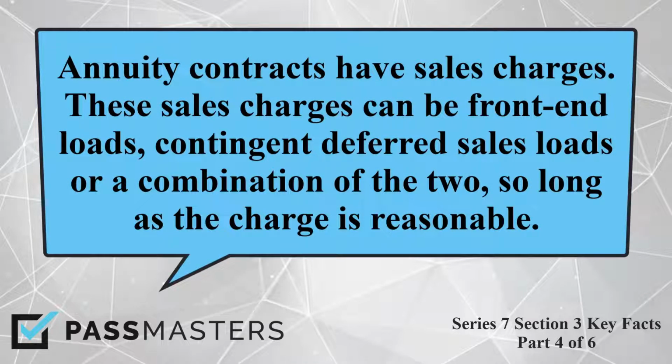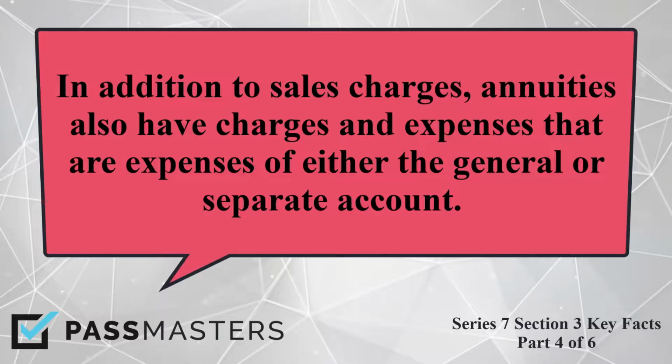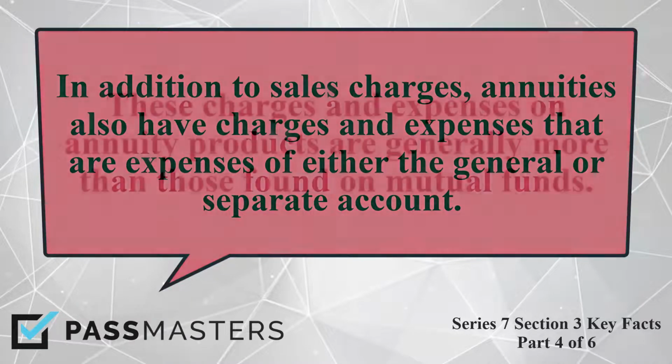Annuity contracts have sales charges. These sales charges can be front-end loads, contingent deferred sales loads, or a combination of the two, so long as the charge is reasonable. In addition to sales charges, annuities also have charges and expenses that are expenses of either the general or separate account.